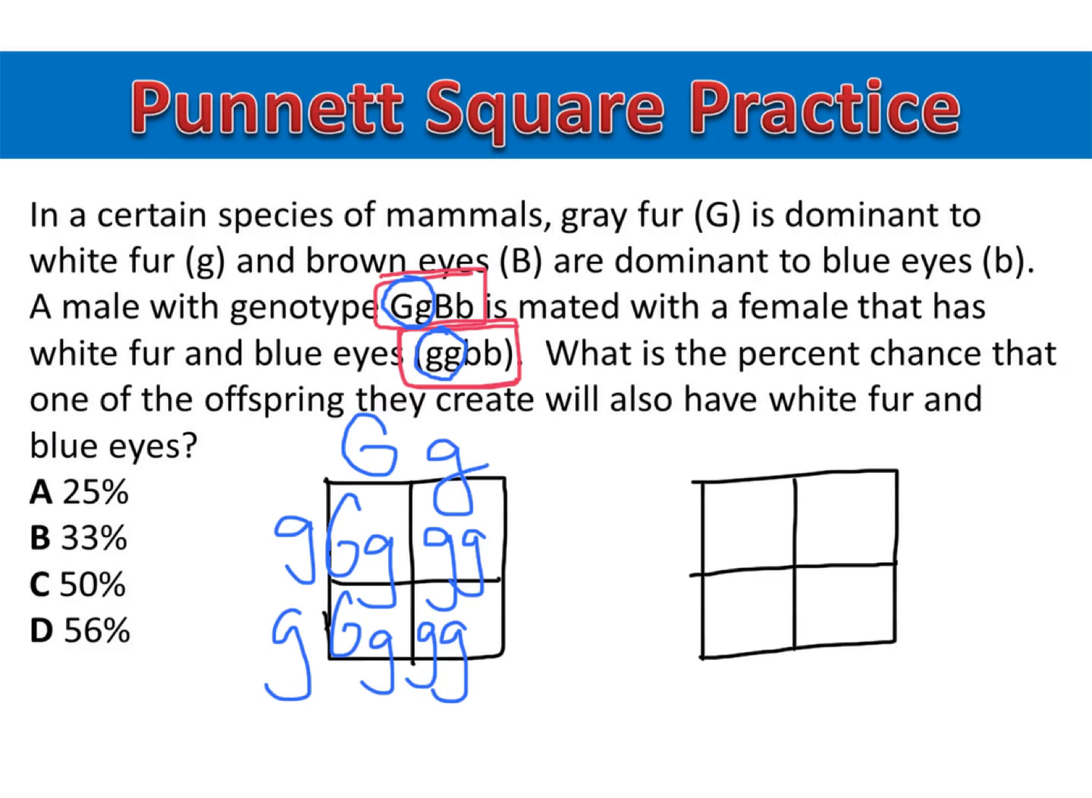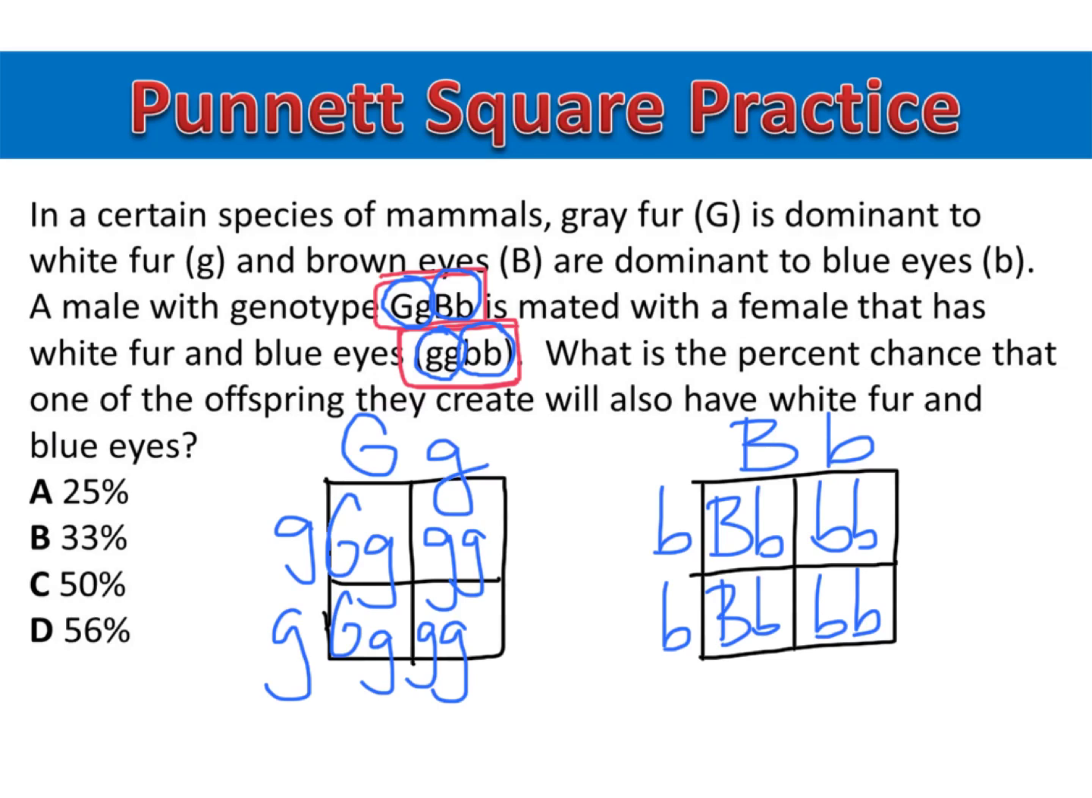And the second trait is eye color, and my first parent is heterozygous for that too, and the female is homozygous recessive. And now I can fill in that Punnett square. And now I'm ready to look at the question.